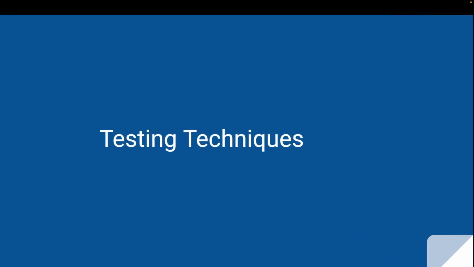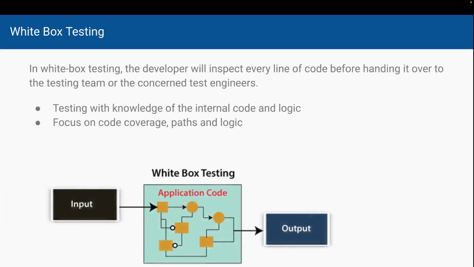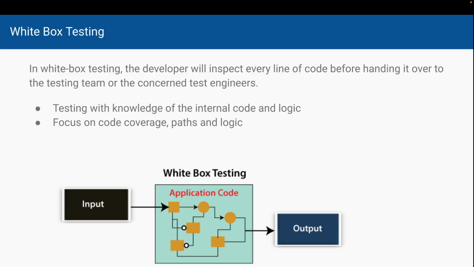Now let's talk about testing techniques. So basically, there are three main software testing techniques. One is white box testing, next one is black box testing, and third is gray box testing. First, we will discuss white box testing. In white box testing, the developer will inspect every line of code before handing it over to the testing team or the concerned test engineers.